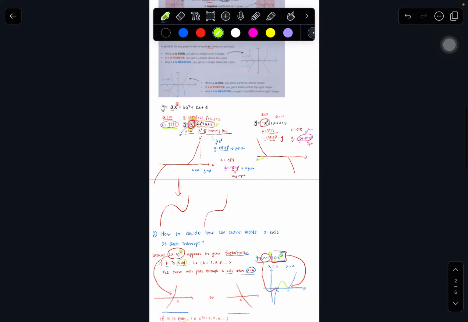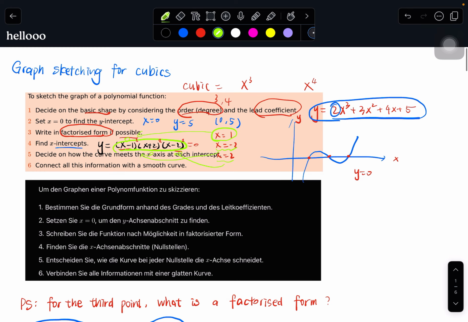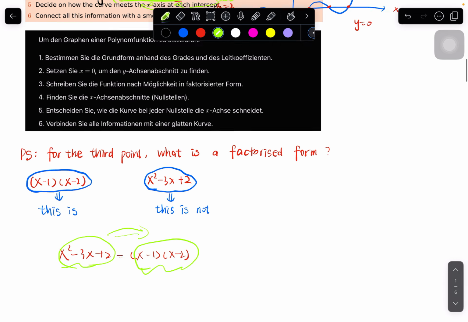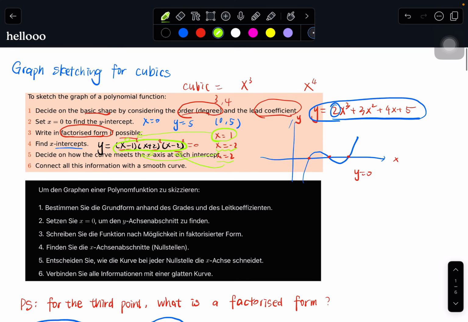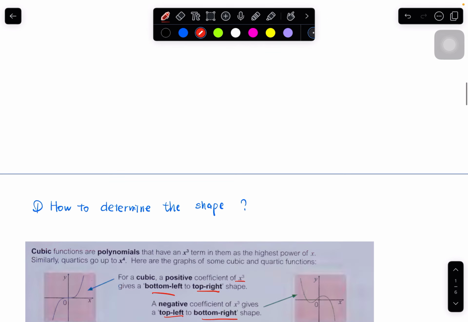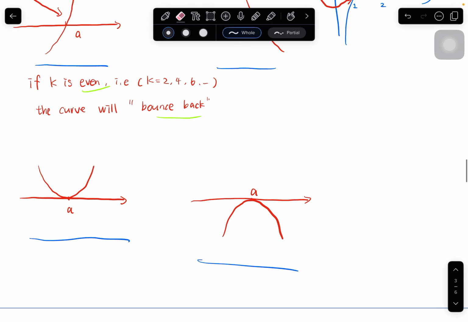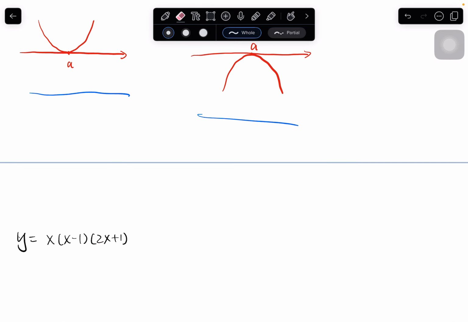So I think the most important part is the first part and the fifth part. So the first part will determine the behavior of the function at the two ends, and the fifth part will determine the function in the middle part. Okay, so now the last step is to connect all this information with a smooth curve, and you can see this step as nothing. So we already explained how to sketch a cubic function.